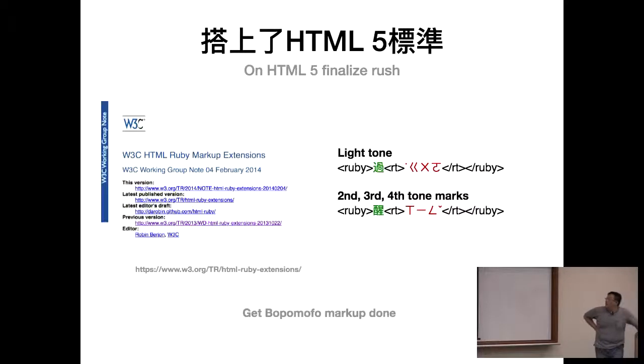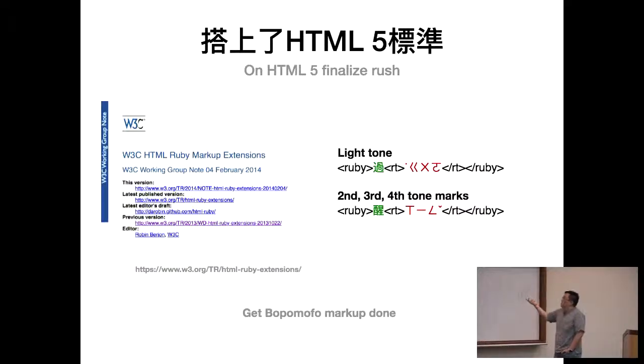we should solve. But fortunately, when I started to participate in W3C activities, it was during the HTML5 rush. In 2013, W3C wanted to finalize the HTML5 standards as recommendations. And there were a lot of things that needed to be done, like Ruby. So I met a friend called Ruben Bergmans. At that time, he published the W3C HTML Ruby markup extensions, where you can find a formal way to mark up the Bopomofo in Ruby markup.